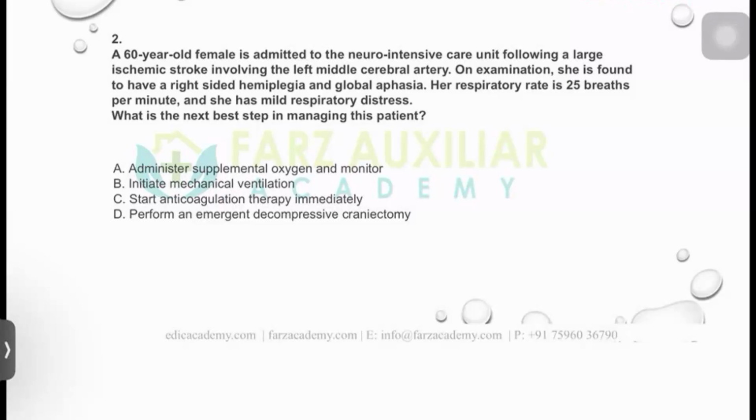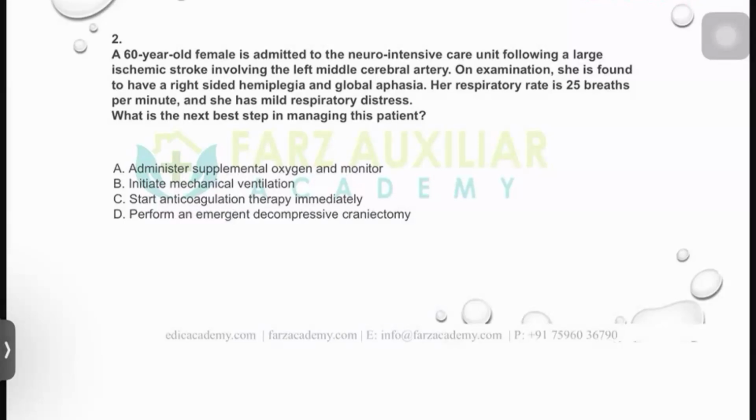A 60-year-old patient, large ischemic stroke involving the left MCA, right-sided hemiplegia, global aphasia. Her respiratory rate is 25. She has mild distress. She is conscious. So what we will do is just monitor this patient by giving oxygen therapy. We will just give oxygen and watch for worsening GCS. We will monitor the GCS, and once the GCS falls below 8.